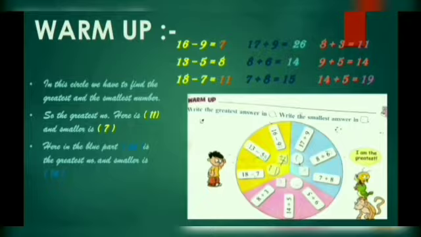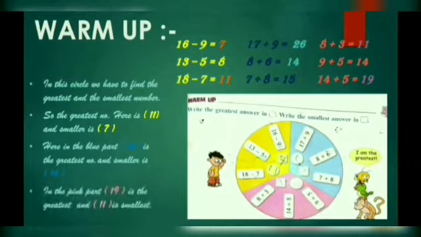Here also we have to do the addition. So if we add 8 and 3, we will get 11. If we add 9 and 5, we'll get 14. Then if we add 14 plus 5, we will get 19. So the answer is very clear. In the pink part, 19 is the greatest and 11 is the smallest number.